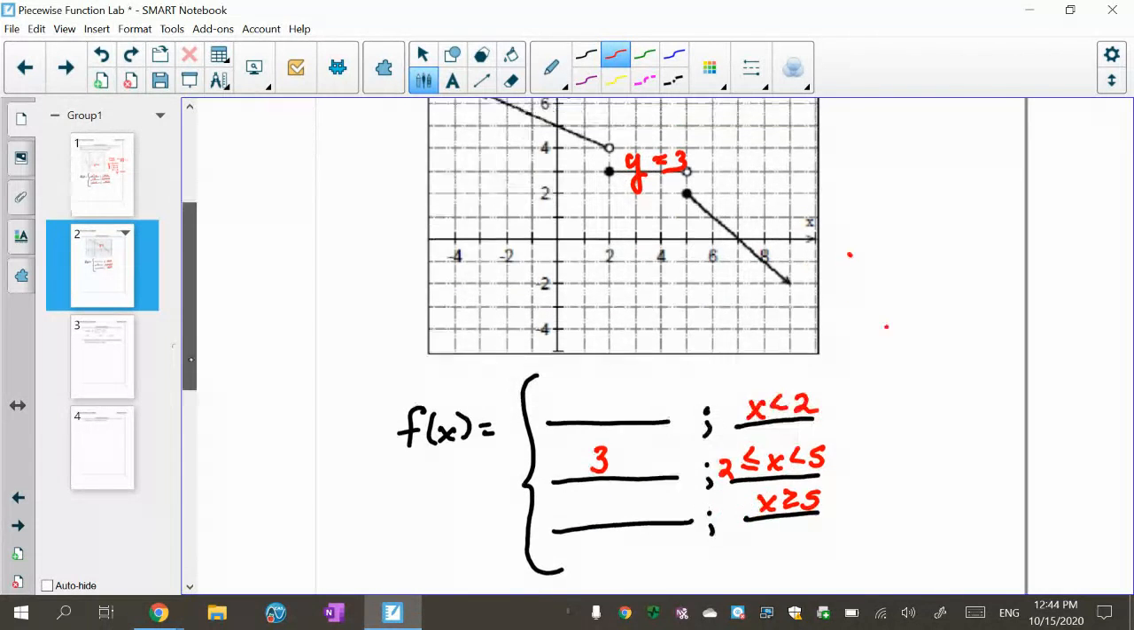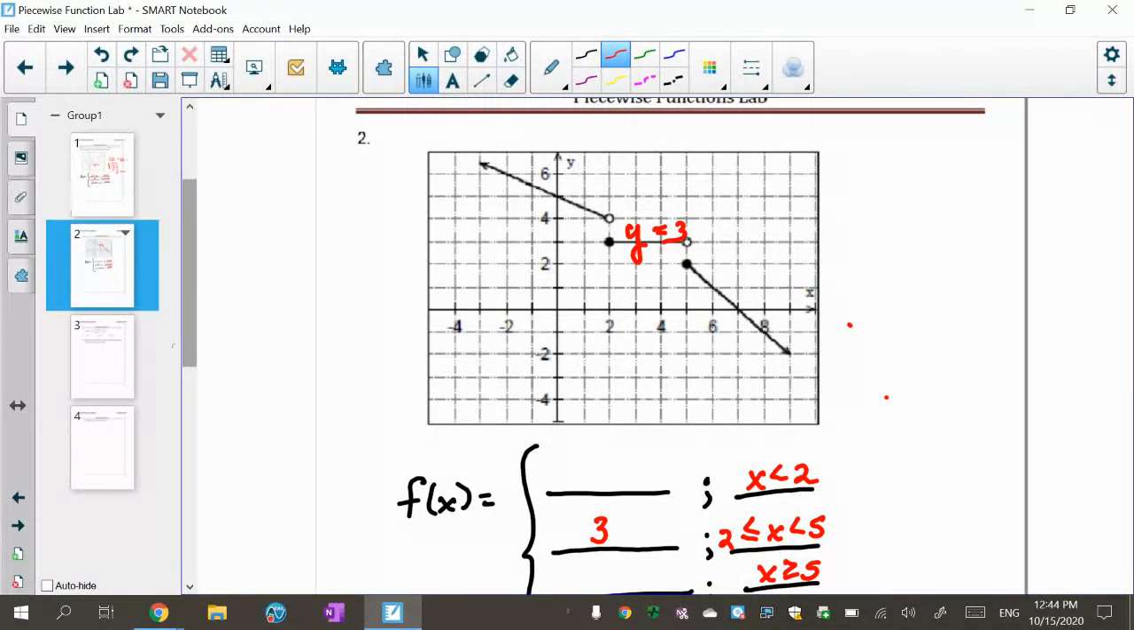Now I've got to go through and do the formula. So I'm going to stack and rack a couple points here. I'm going to pick the point (2, 4), even though (2, 4) is not really on that line, but it goes up to that. So you can use that to find the line. And I see the (0, 5).